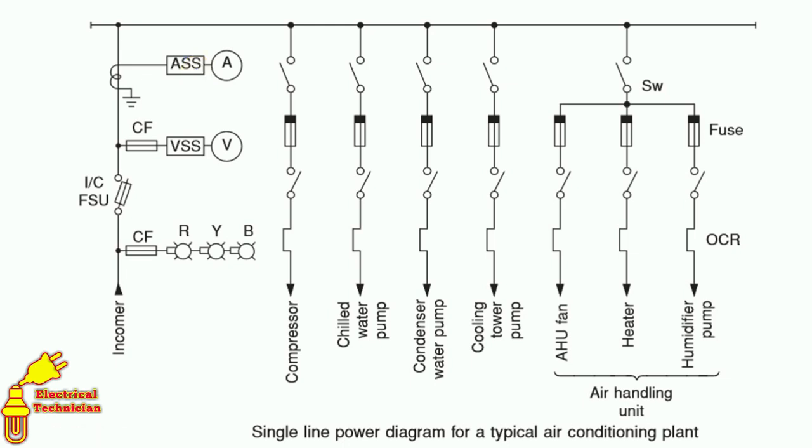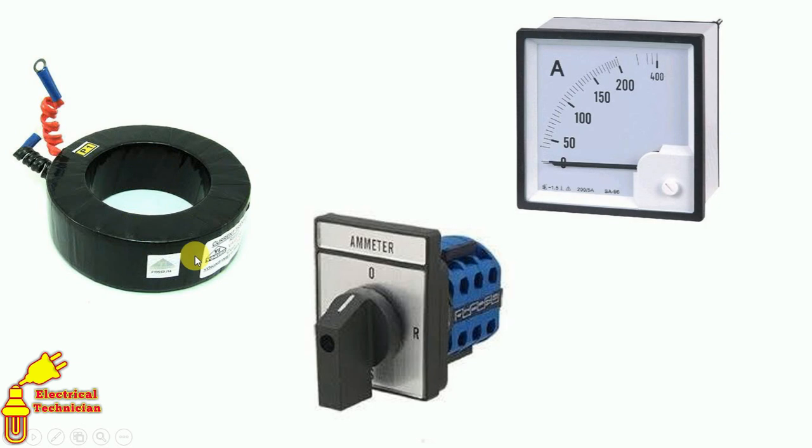This is 3-phase supply, so we will connect 3 CT here. And here, after connecting ammeter selector switch, we used one ammeter. By changing position of ammeter selector switch, we can measure current of each phase. Now how ammeter selector switch and ammeter looks like, let's see. This is our CT, this is our ammeter selector switch, and this is our ammeter.